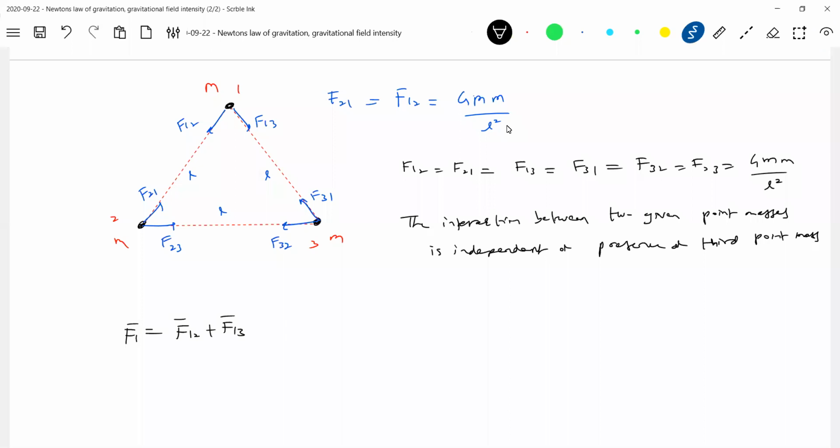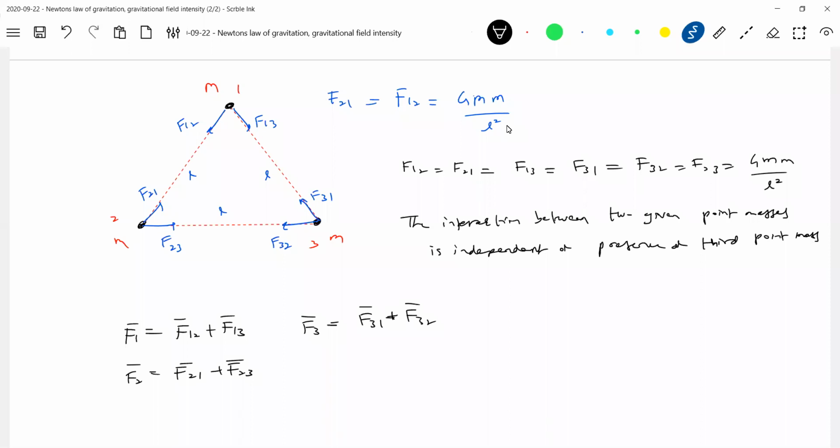Agree with this? Like this, we can directly write that. Similarly, what is F2 bar? F21 bar plus F23 bar. Similarly, what is the net force acting on 3? F31 bar plus F32 bar. So this is the method being suggested. This is called the superposition principle.